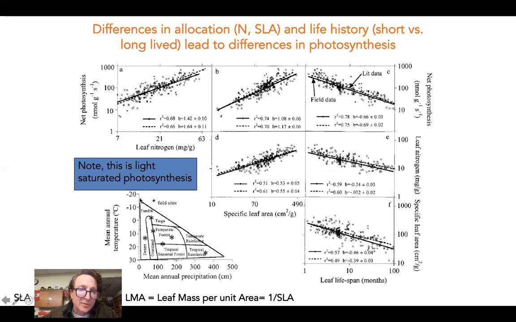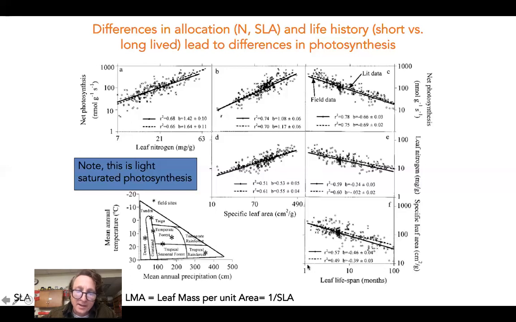So we have species from all over the globe, and those differences in biomes are related here by the different symbols up above. If you put all these different species from across the biomes of the world together, and look at these traits, photosynthesis, leaf nitrogen, specific leaf area, the area of the leaf divided by the mass of the leaf, and the leaf lifespan, what we find is that all of those traits co-vary with each other.